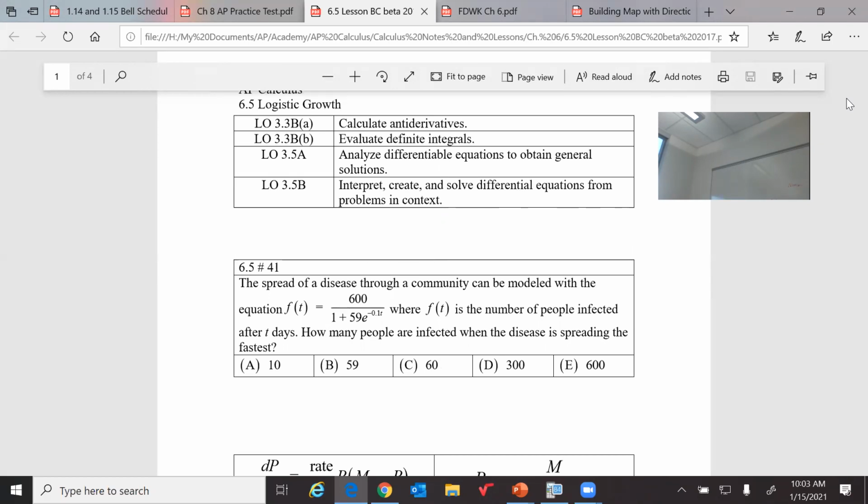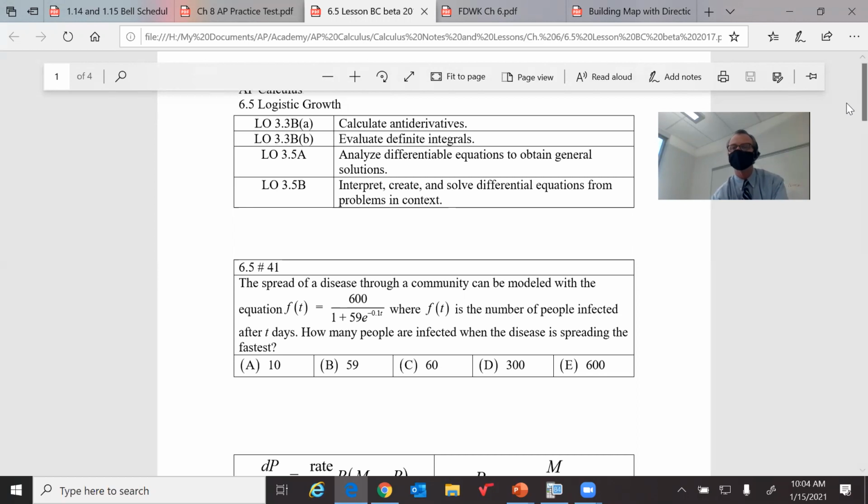Is that a hard question? 10. Because this is 59, so 59 plus 1 is 60. So it was 600 divided by 60, which is 10 people originally. And 10 people are eventually going to infect 600 people. See, that's why it's one of the choices.